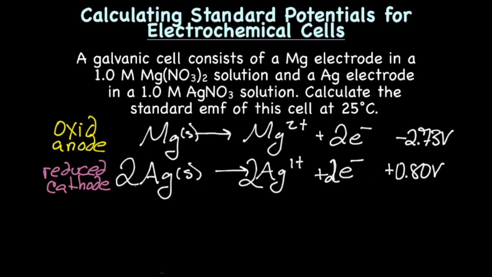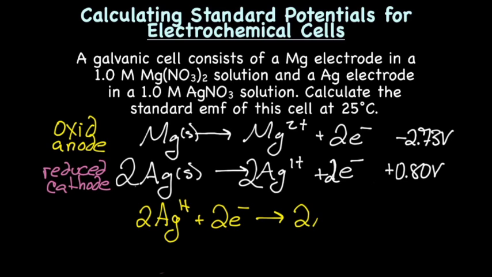Okay, so what's going to be happening during this reaction, now that we know which one's oxidized and which one's reduced, is that magnesium is going to give an electron or two to silver, causing silver ion to make silver solid. This means that the reduction reaction portion needs to be flipped. So we're going to be writing that one as 2Ag1+ plus 2 electrons gives us 2Ag solid. That way the magnesium can donate an electron to the silver ion, making it silver solid.